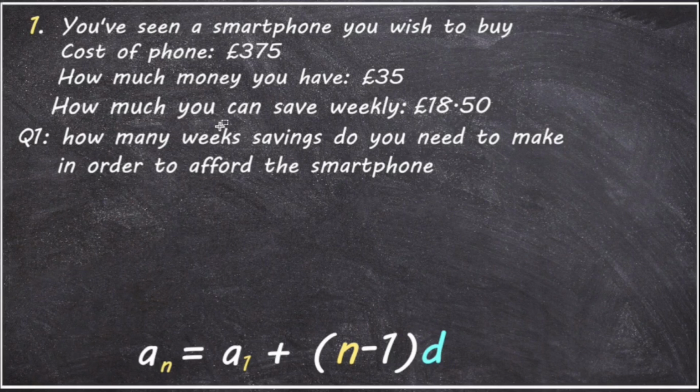This problem can be solved by turning all of the details we have into an arithmetic sequence. The initial value in the sequence is how much money you have, which is £35. And because you'll be increasing that £35 by adding £18.50 every week so that the amount grows, the £18.50 acts as the difference in the formula, because the difference in how much you have between the current week and the following week will always be £18.50. And what we're trying to work out is how many times you need to add £18.50 to the initial amount to have the value £375.